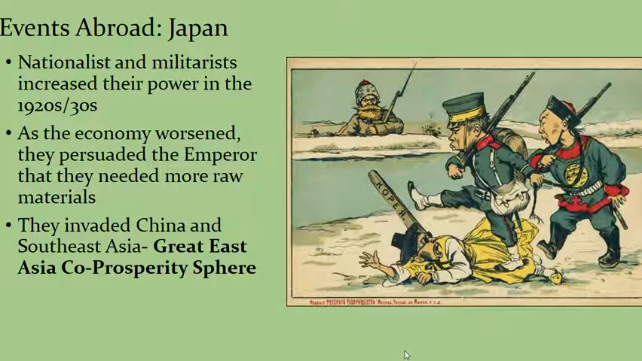In Japan, again, they have a rise of nationalism and militarism. In particular, they convinced their emperor that they had to expand their borders, particularly into China, in order to get raw materials. This is what you saw with people turning to imperialism at the turn of the century, looking for raw materials, or even during colonization. But this also has a political motive as well.